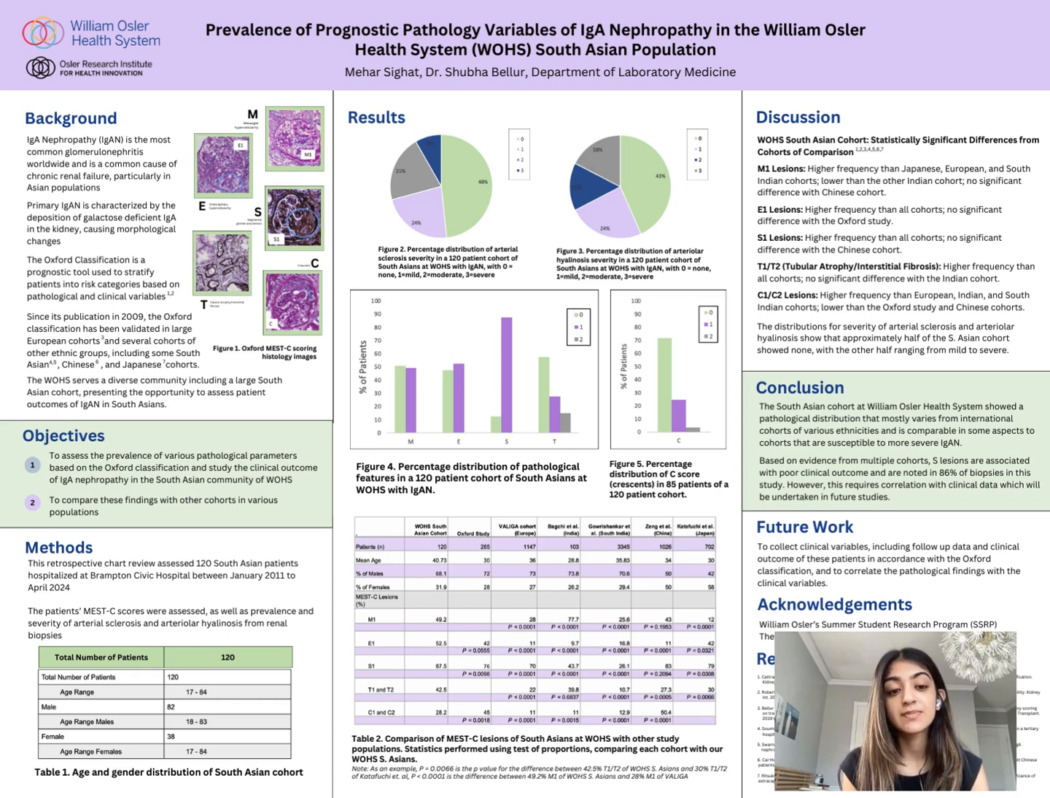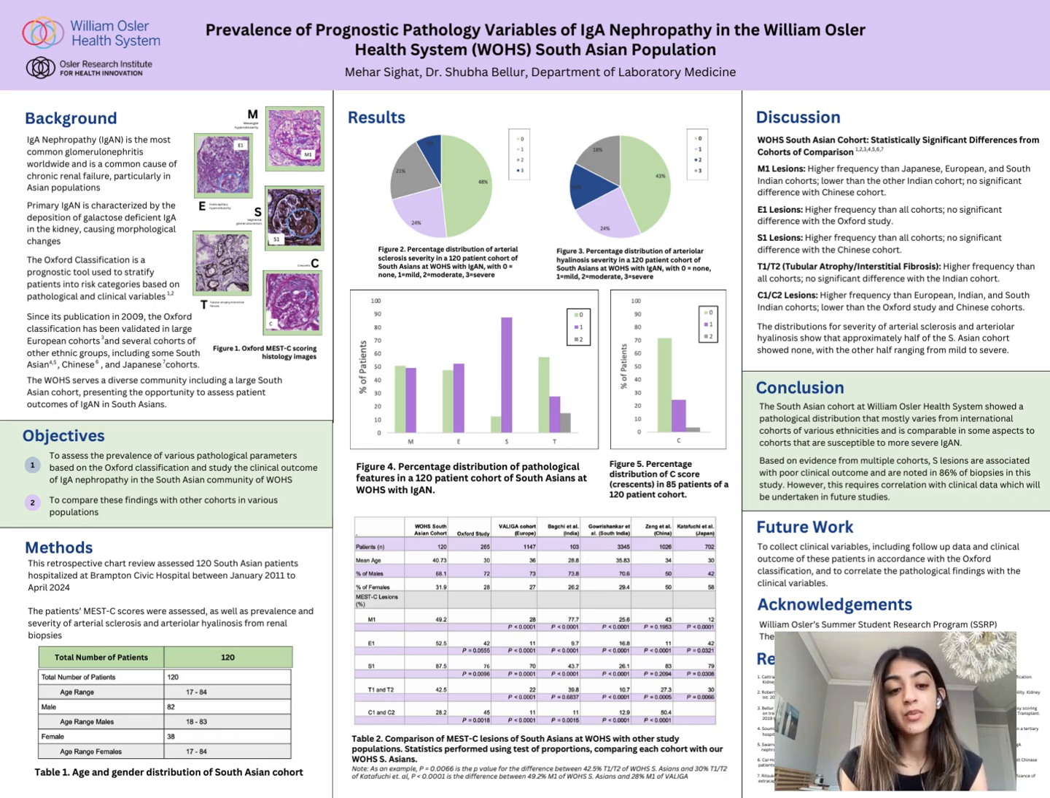We looked at the patients' MES-C scores as well as the prevalence and severity of arterial sclerosis and arteriolar hyalinosis from their renal biopsies. Now, to compare the frequency of MES-C lesions in our cohorts with the frequencies of other international cohorts, we used a test of proportions to obtain our p-values.